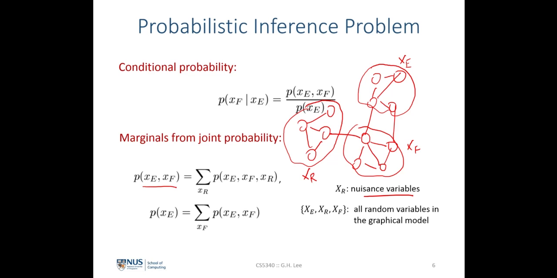We have learned from the earlier lecture that the joint probability of XE and XF can be obtained by marginalizing away XR, the nuisance variable, from the joint probability distribution of XE, XF, and XR, which is essentially the joint probability of the whole graphical model that we've seen here. Similarly, the marginal probability of XE can be obtained by marginalizing away XF as well as XR from the joint probability of XF, XE, and XR. And we have seen in the first step that marginalization over XR gives the joint of XE and XF. Hence, to get XE, we simply marginalize over XF on the joint probability of XE and XF.